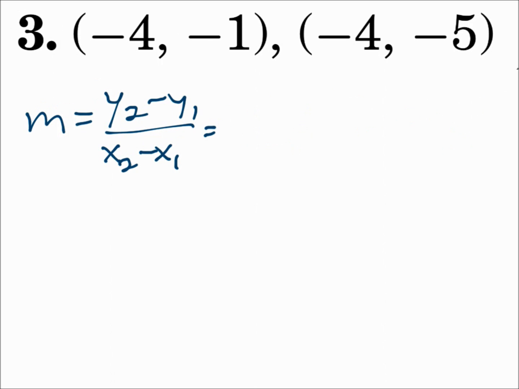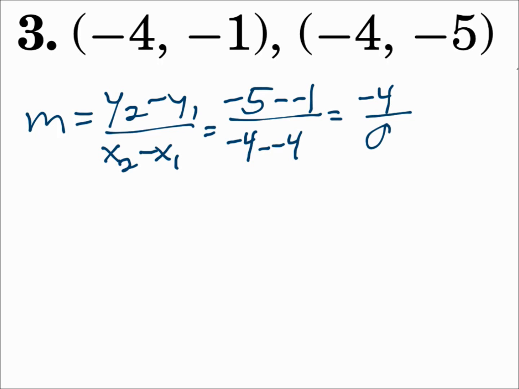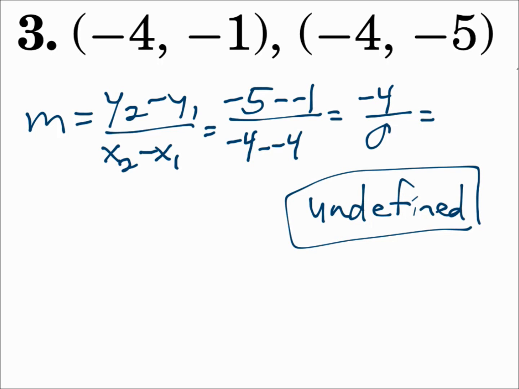For number 3, y2 is negative 5 minus y1 is negative 1 over x2 is negative 4 minus x1 is negative 4. Again, minus a negative is add a positive. Negative 5 plus 1 is negative 4. Negative 4 plus 4 is 0, and you can't divide by 0, so that's undefined. This is one of our vertical lines. Remember, when the 0 is under, it's undefined. That's how you remember.